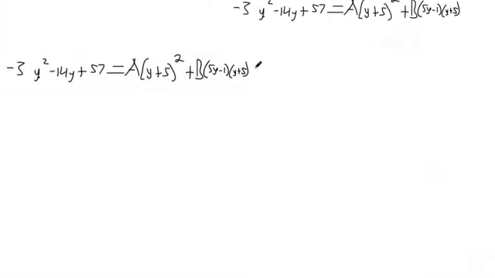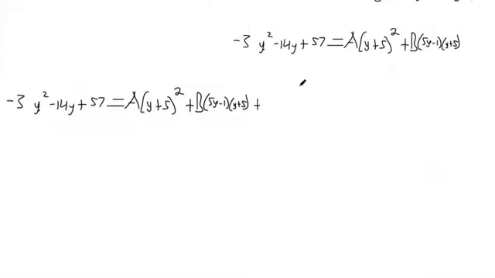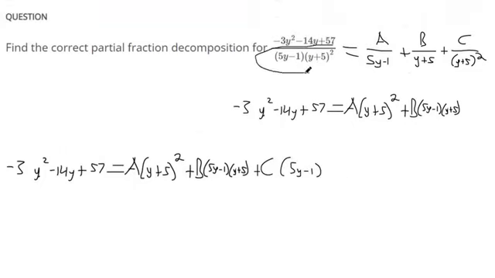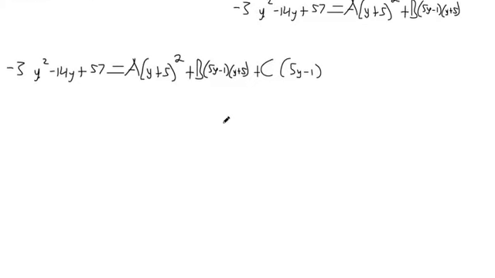Okay. And then c is going to be the y plus 5 squared is getting canceled out, so you're just going to have c times 5y minus 1. Again, that's because we're multiplying both sides of the equation by 5y minus 1 times y plus 5 squared.